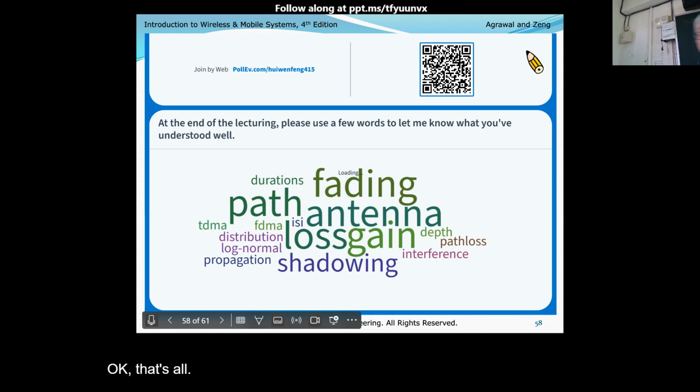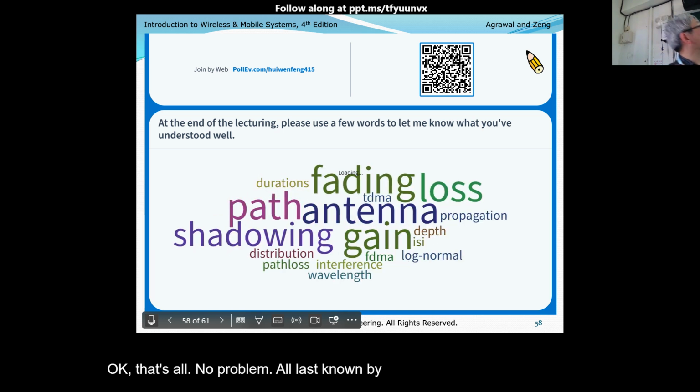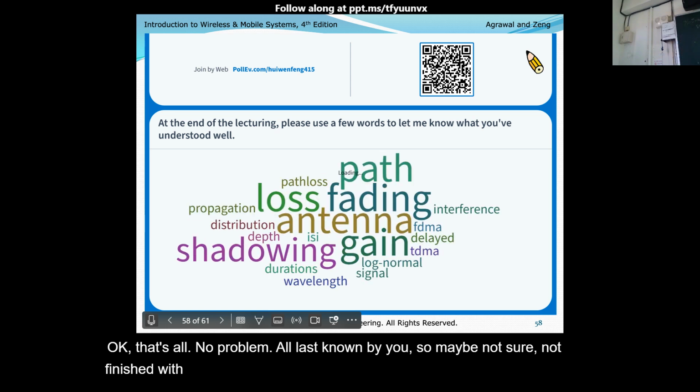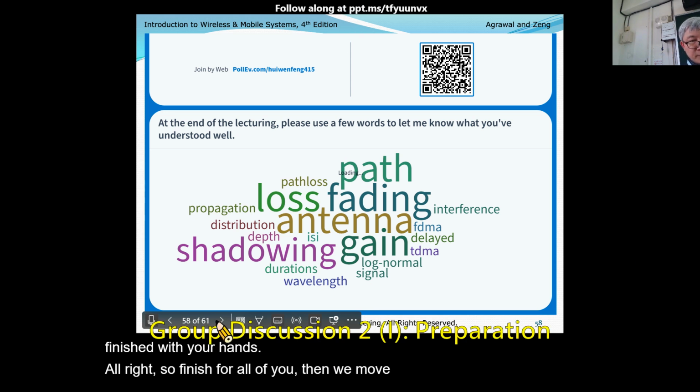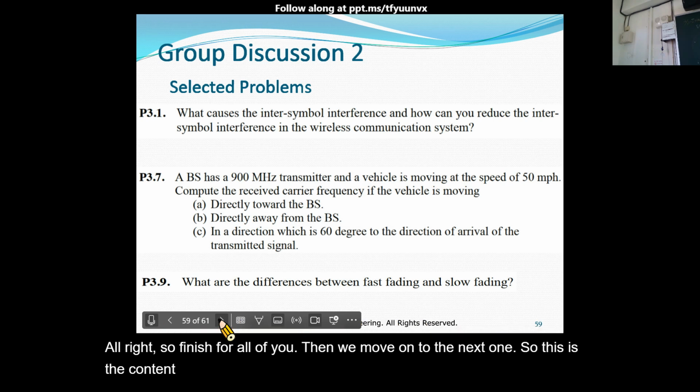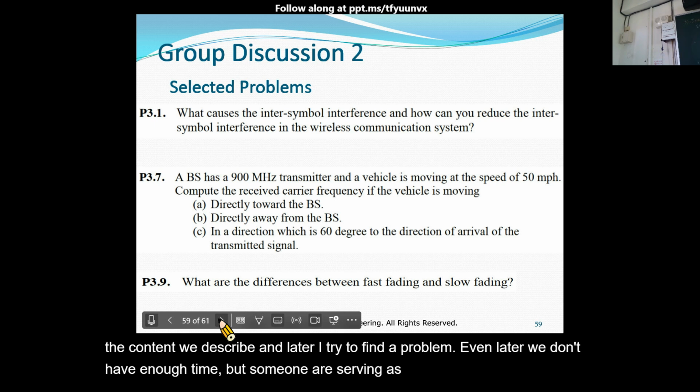Almost known by you. So let me make sure: if not finished, raise your hands. All right, so you all finished. Then we move on to the next one. So this is the content we described. And later I will try to assign the problems. Even if later we don't have enough time, someone can serve as preparation. Take a picture first.